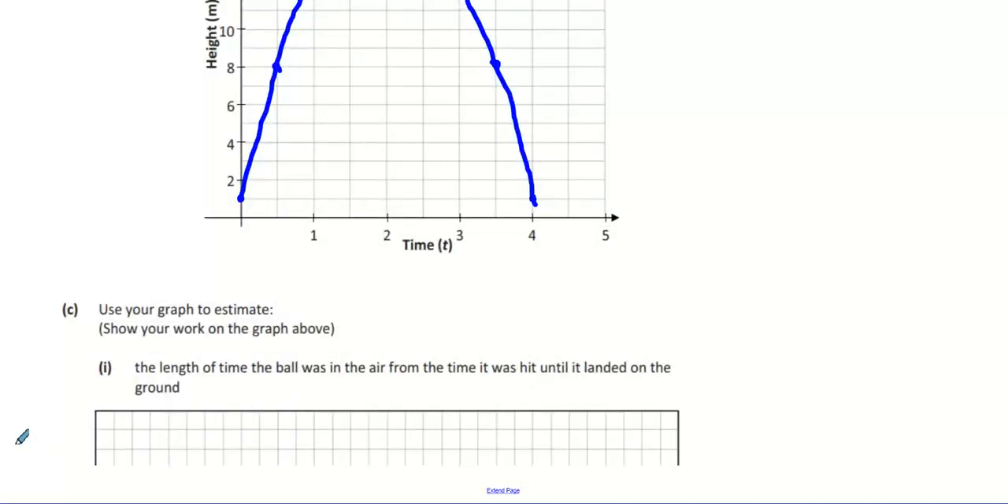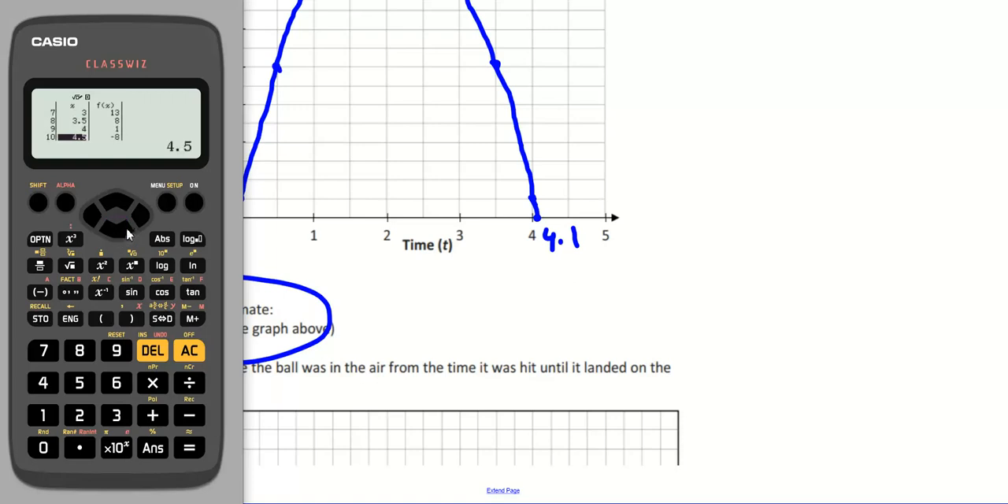Now, find the length of time the ball's in the air from the time it hits. So using your graph, in a way, we're sort of estimating when it hits zero again. And I'm taking around the 4.1 mark. But the beauty about the calculator is I don't have to estimate that. I can go in between 4 and 5. And I can start at 4, end at 5, go up a difference of 0.1. And look what I can do here.